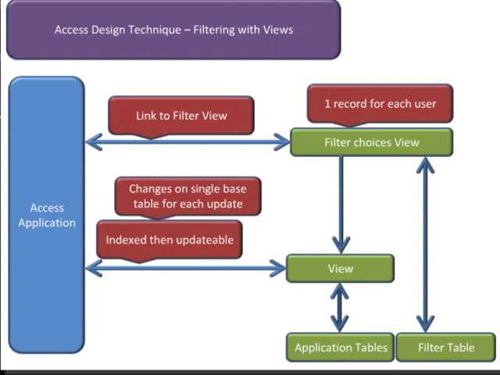And this is just a schematic of how this whole process works. So the Access application links to the filter, and the user will write through that filter into the base table, the filtering table. And then you link the view that you want to show the data back to the user, and that view incorporates the filter view to constrain the rows that the user gets to see.